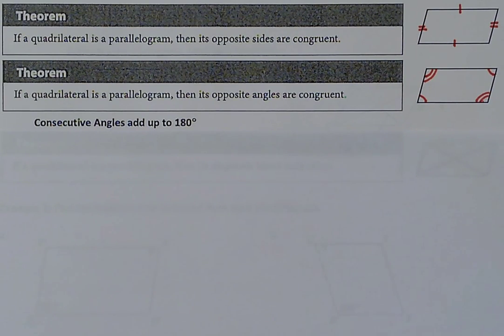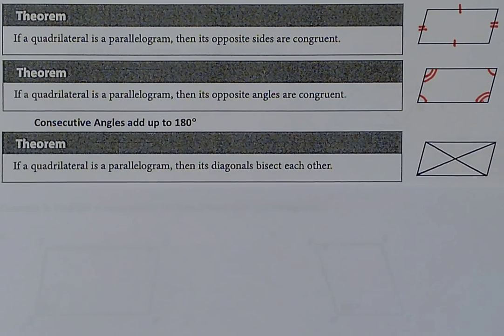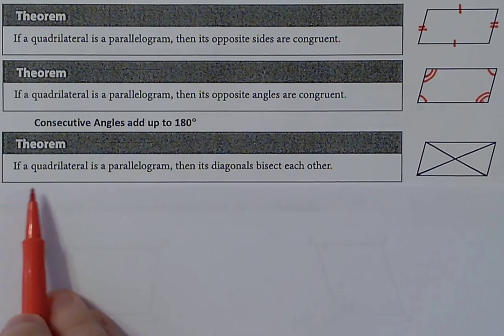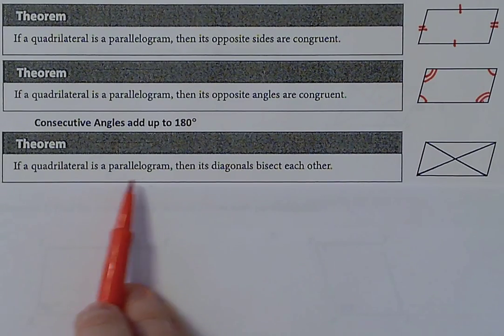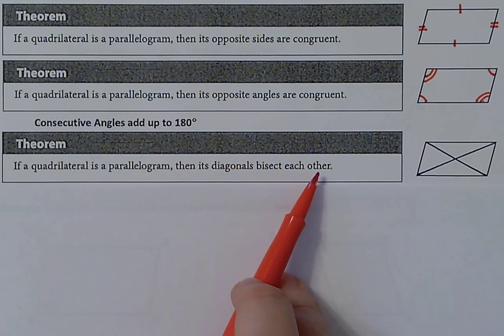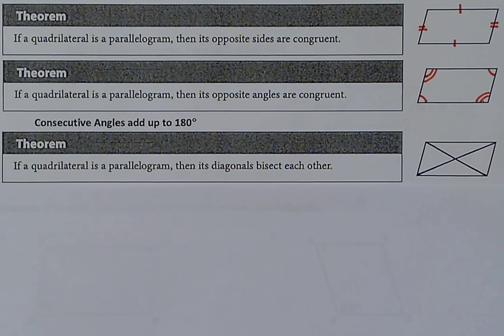All right, our last theorem, and this is where diagonals come into play, states if a quadrilateral is a parallelogram, then its diagonals bisect each other. That means they're going to cross and they're going to cut each other in half. So this diagonal is going to cut this diagonal in half. And this diagonal is going to cut this one in half. Meaning that this part is congruent to this part, and this part is congruent to this part.